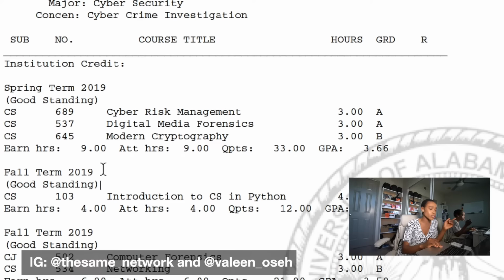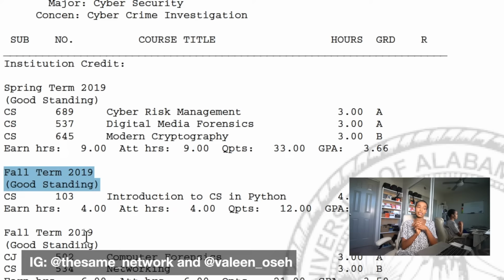For my fall term 2019, I also had a good standing. I took 4 courses. Okay, I think I took 3. Okay, I took 3 courses. I took 1 undergraduate course, and that was Introduction to Computer Science in Python. Python is very relevant in cybersecurity, like any programming language really is. But I saw that it was going to be used in most of the courses I was doing.